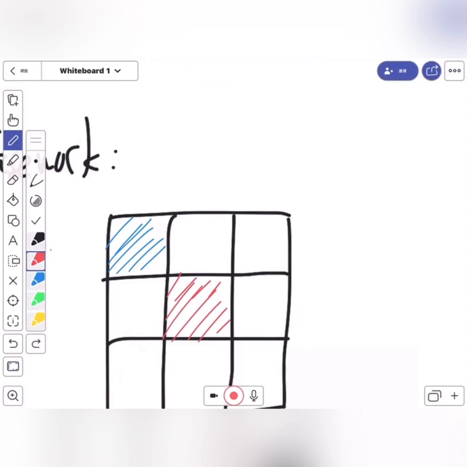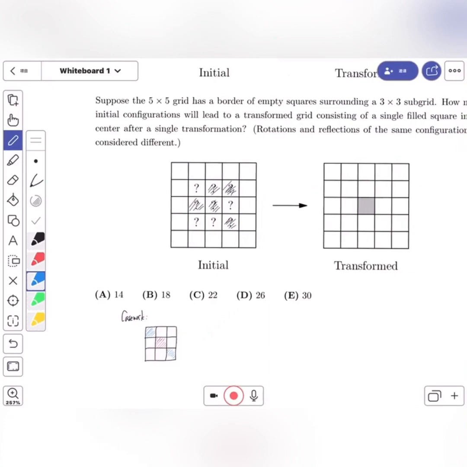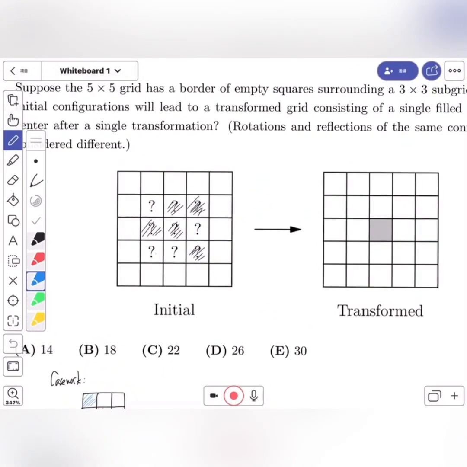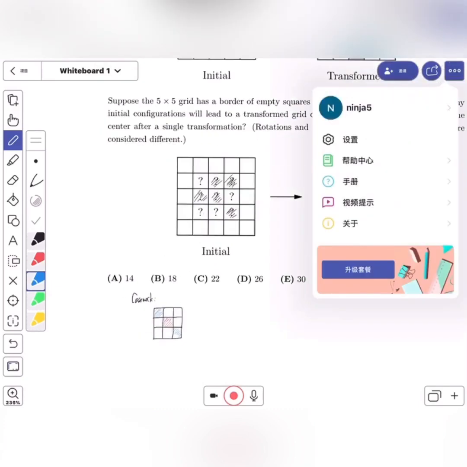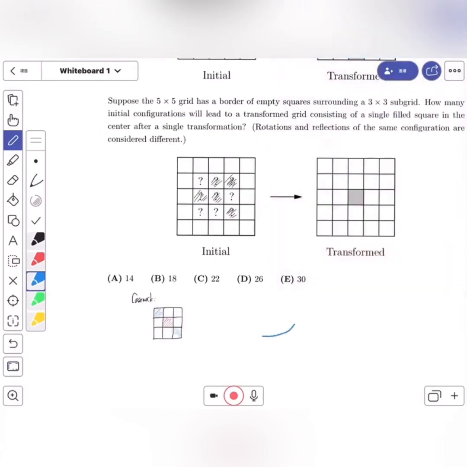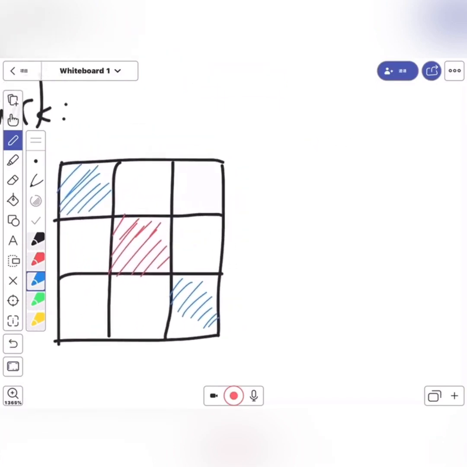So therefore, the only case would be when they are lying on the diagonal. And going back to the problem, it says that rotations and reflections of the same configuration are considered different. So this means that instead of 1, there are actually 2 cases. We can also have it lying on the other diagonal.